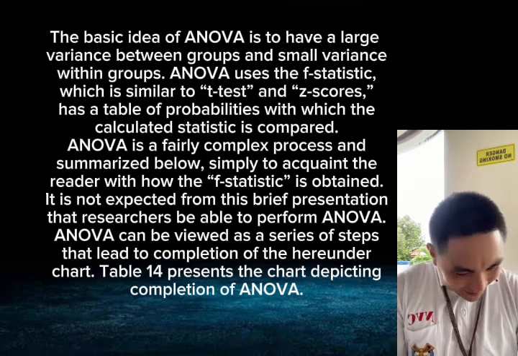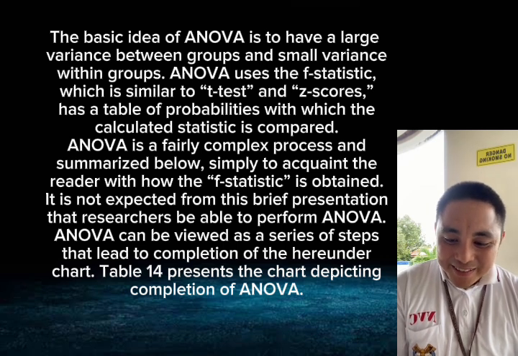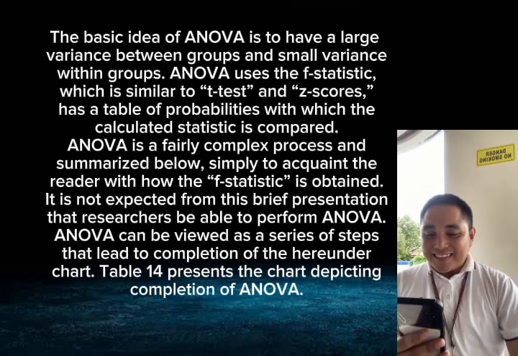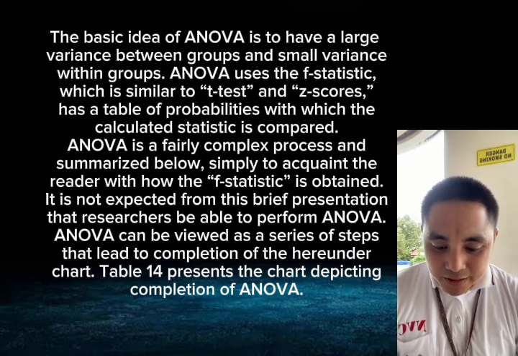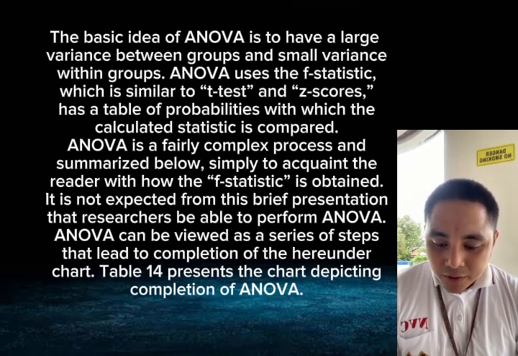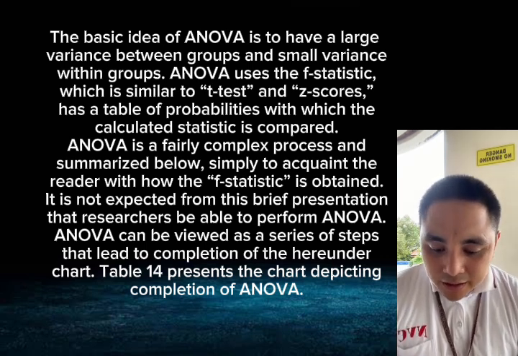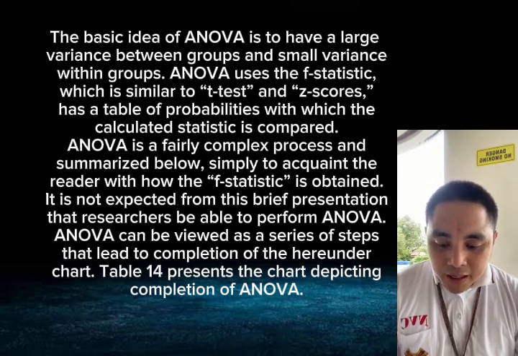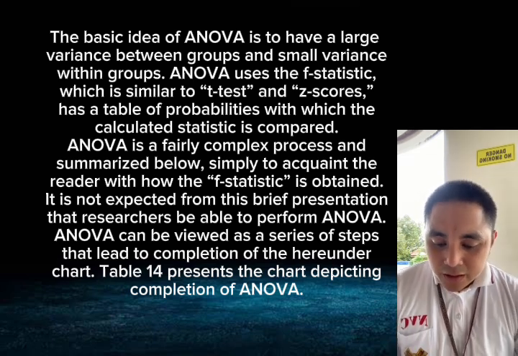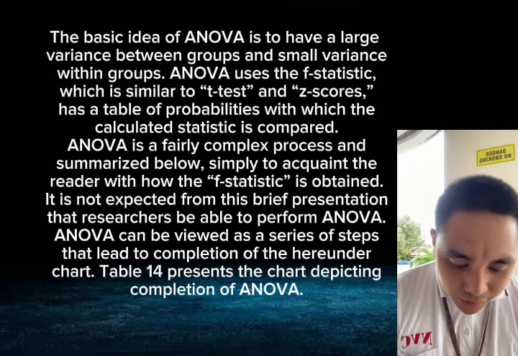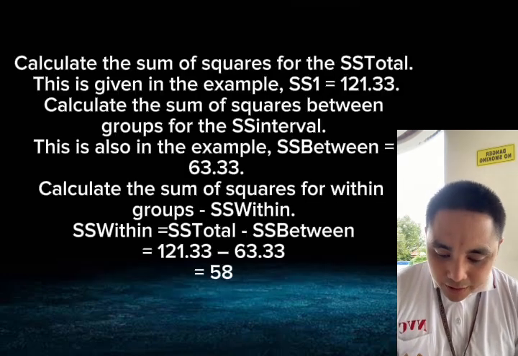Simply to acquaint the reader with how the F statistic is obtained, it is not expected from this brief presentation that researchers be able to perform ANOVA. ANOVA can be viewed as a series of steps leading to the completion of the chart. Table 14, the chart depicting completion of ANOVA. Analysis of variance F ratio test.